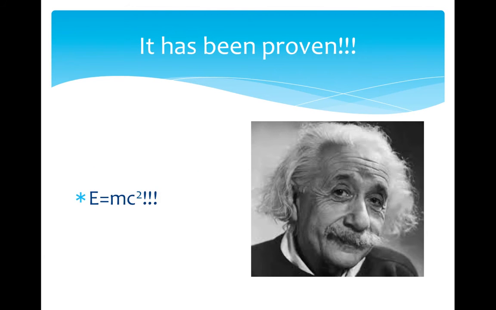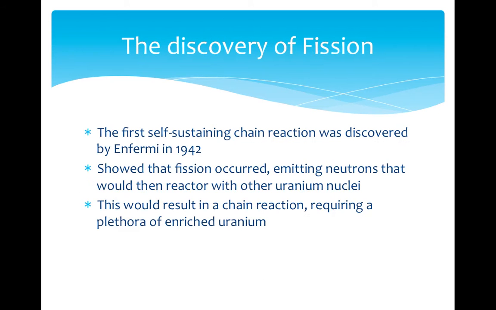Meitner would use Einstein's theory of E equals mc squared to show that the mass loss changed to energy. This proved fission occurred and confirmed Einstein's work. The discovery of Lise Meitner would then lead to the discovery of fission. The first self-sustaining chain reaction was discovered by Fermi in 1942.